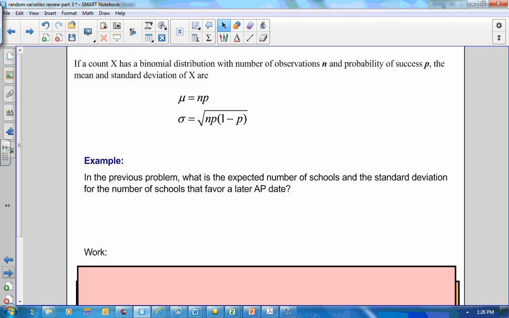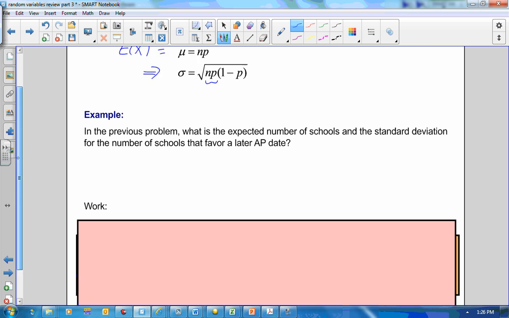Now, if a count x has a binomial distribution with number of observations n and probability of success p, then the mean, another name for the mean is the expected value, so we could write this E of x or mu of x equals n times p. We already talked about that, and you saw it's on the formula sheet. And the standard deviation of the random variable x is just the square root of np, which is the number of successes, times 1 minus p, the number of failures.